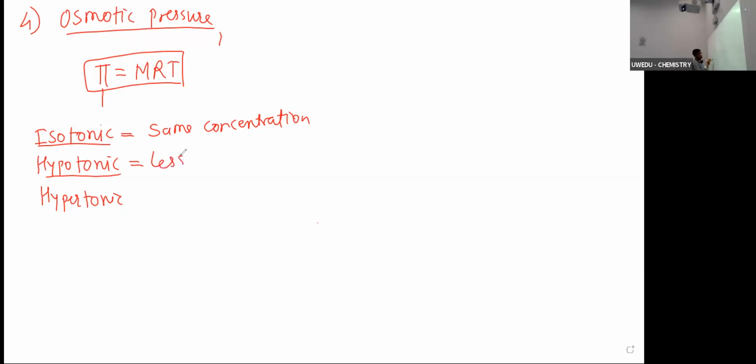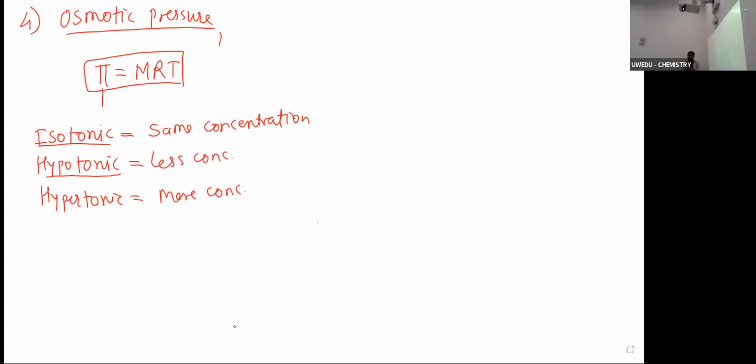This is less concentration and this is more concentration. Okay, clear? So isotonic, hypertonic, and hypotonic. Now, most of the time, what happens? They give two solutions, and they are isotonic with each other. So that time we have to calculate the isotonic.